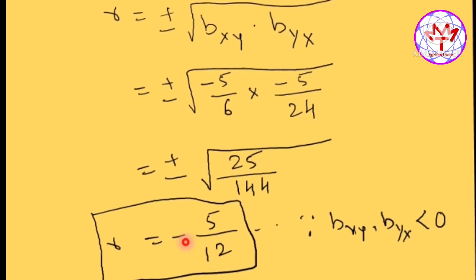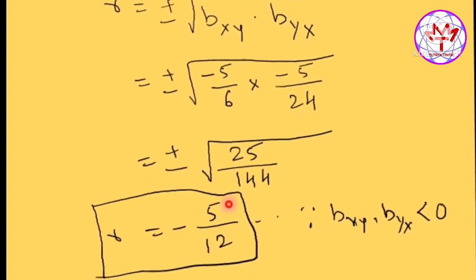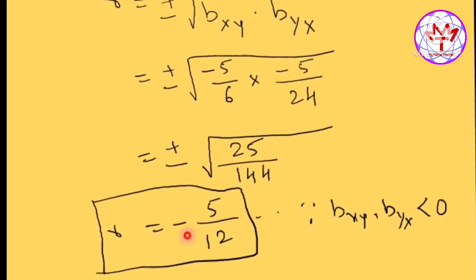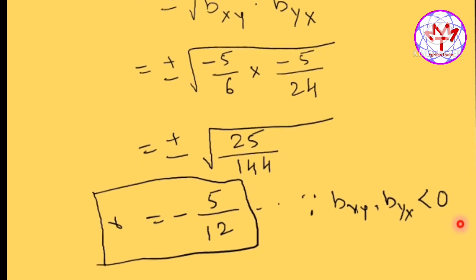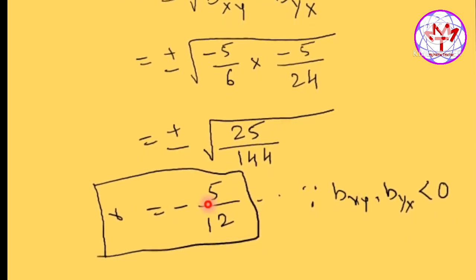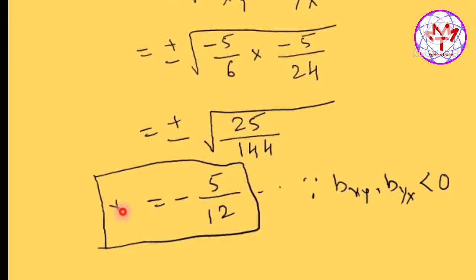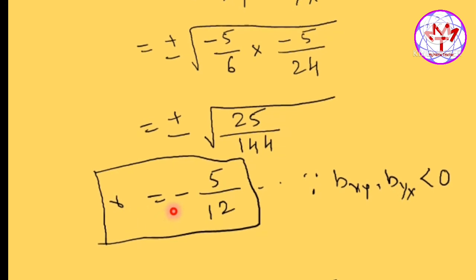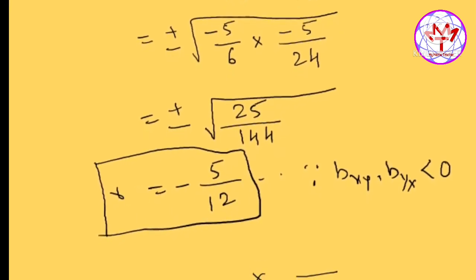But then what will be the value of r? That will be minus 5 upon 12. Why this minus sign? Because since bxy and byx both are negative, r also will be negative. So we get r, that is the coefficient of correlation between x and y, equal to minus 5 by 12. So this completes your question number 2.